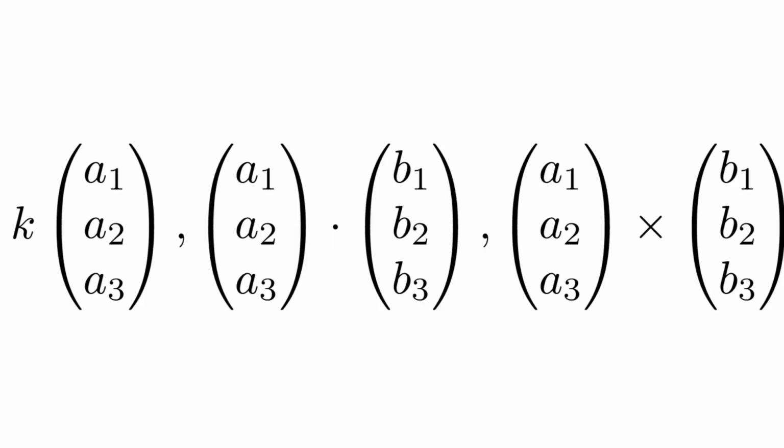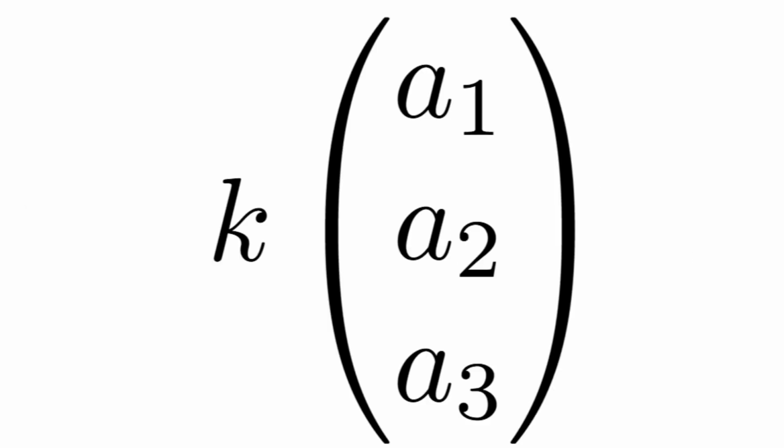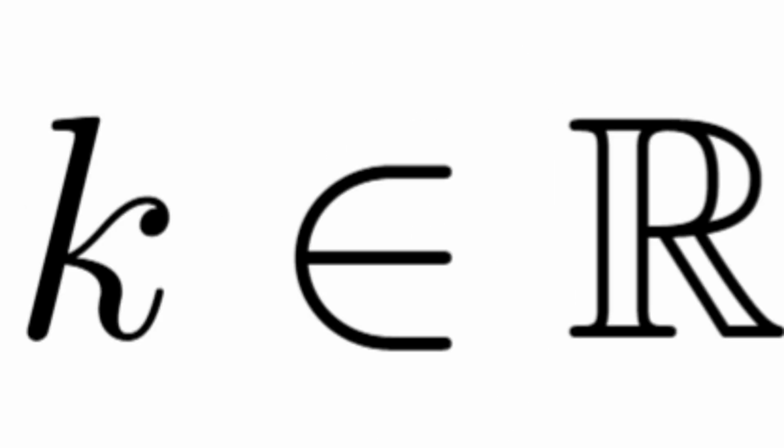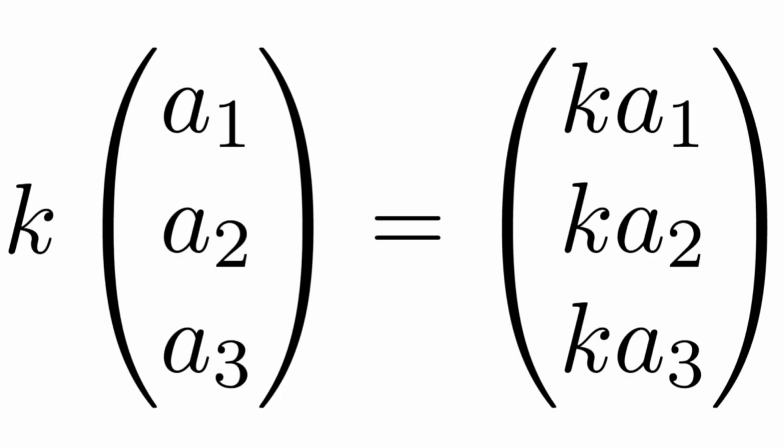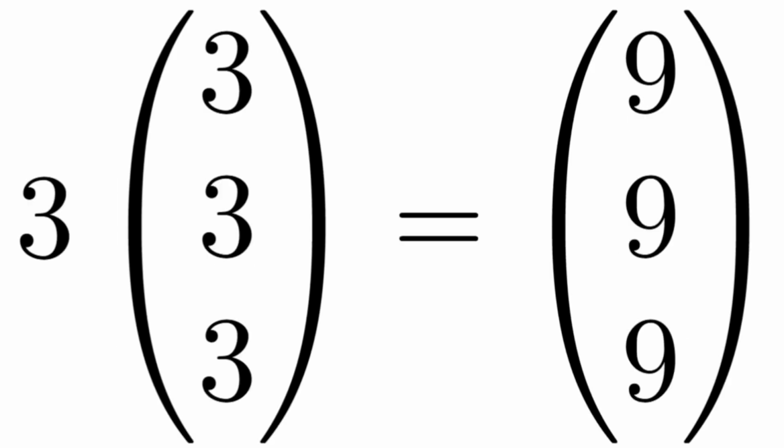Now, there are 3 ways to multiply vectors. I'll start with the simplest, which is multiplying by a scalar. A scalar is just a regular number, like 3 or 21, and when we multiply a vector by it, we just multiply each component by the scalar. So here it goes from 3 3 3 to 9 9 9 after we multiply it by 3.